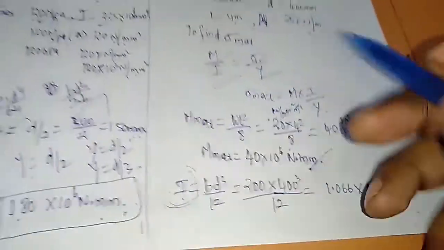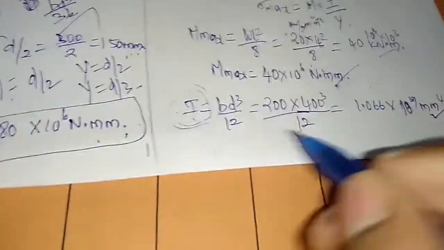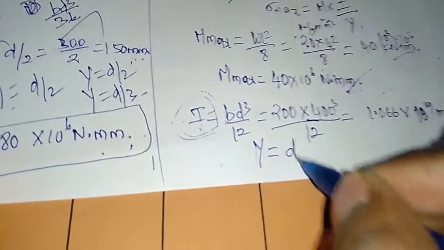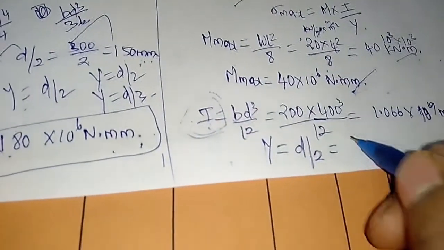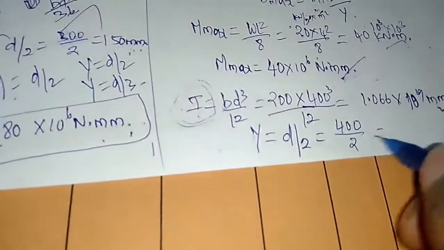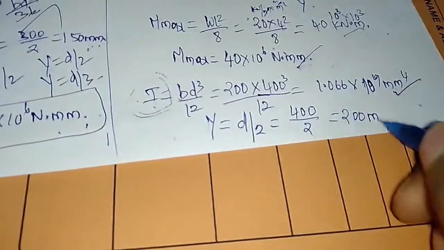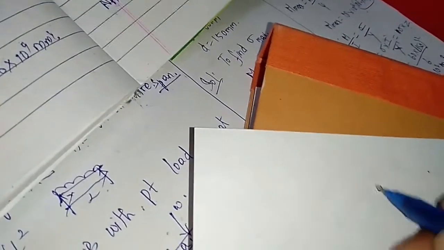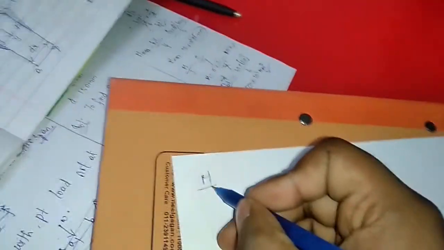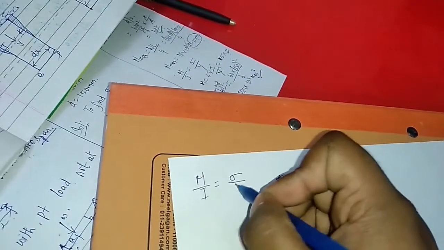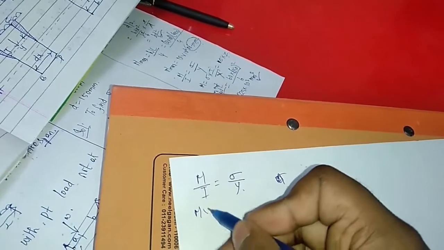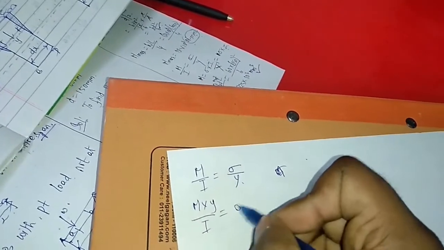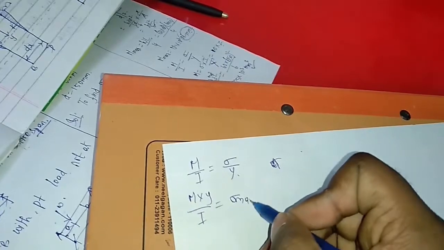Next, you have to find Y value. So Y is equal to what? Y is equal to D by 2. What is D? 400 by 2. That is equal to 200 mm. You got it, right? So next, find sigma B, or maximum. See, M by I is equal to sigma by Y. So M into Y by I is equal to sigma, maximum bending stress.